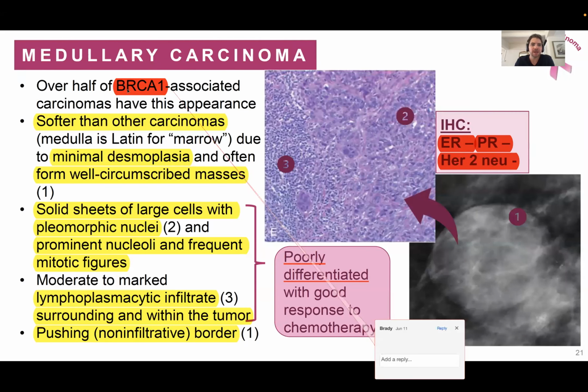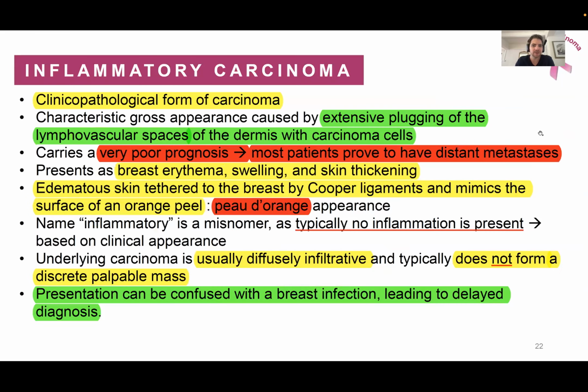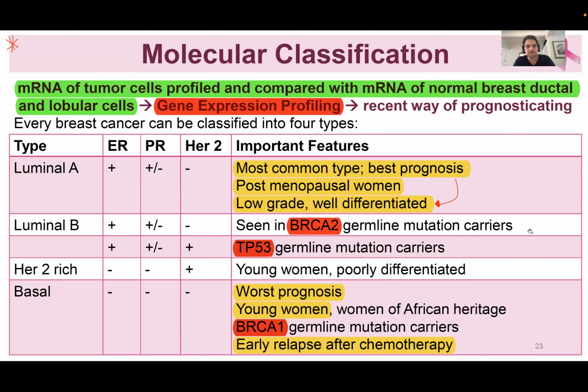Medullary carcinoma. So now we're talking about, this has a BRCA1 association, non-estrogen. So it doesn't really have these markers that you're interested in. Non-progesterone and HER2 negative as well. You can see this peau d'orange appearance, this orange peel appearance, but typically no inflammation is present, which is kind of a misnomer here because it is inflammatory. And then, yeah, I put a star on this slide.